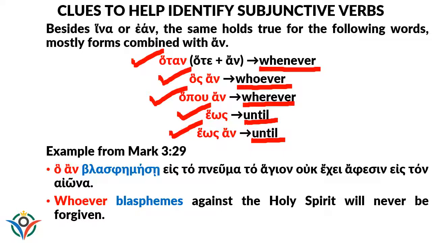So we have hos an. I've highlighted that clue in red and we've translated that as whoever. And then we have the verb blasphemese, which we translate as blasphemes. And to show that that is in the subjunctive mood, I've highlighted that in blue. All right, so these clues are very, very helpful for identifying the subjunctive mood.